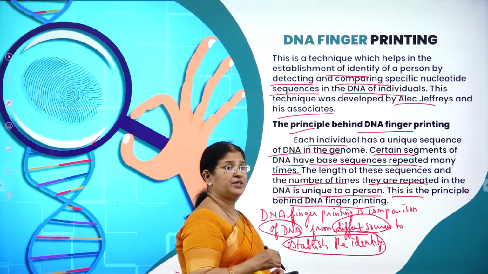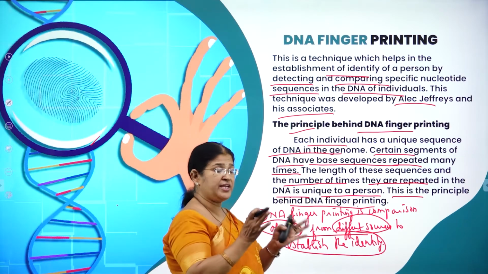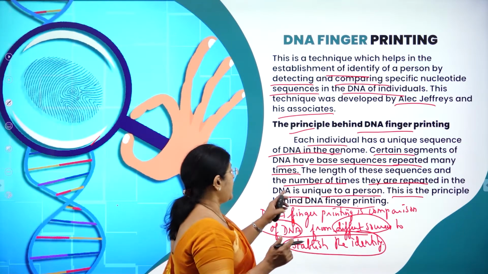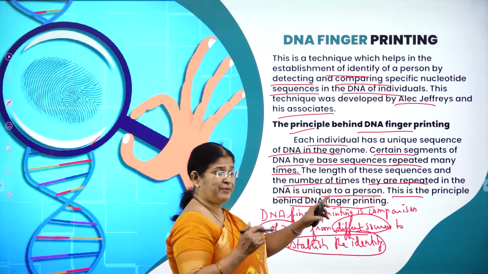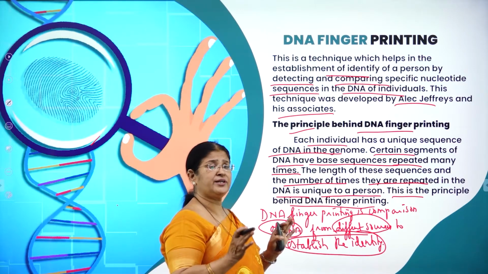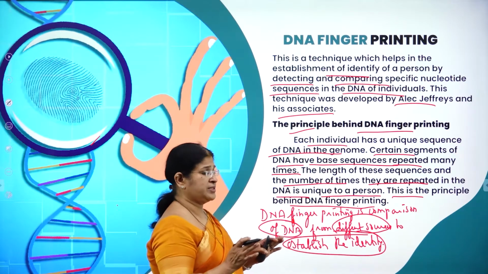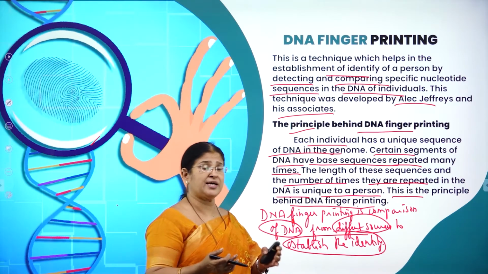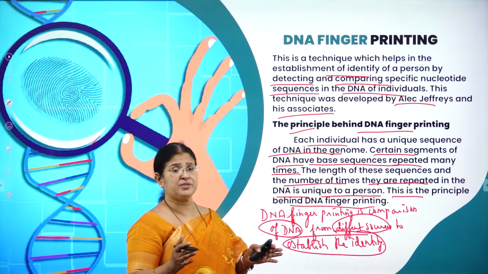So how do we do the comparison? The length of these DNA sequences, meaning base pair sequences, and the number of times they are repeated in the DNA is unique to a person. So it differs from person to person. The length of the sequences and how many times the sequences are repeated differ from person to person.